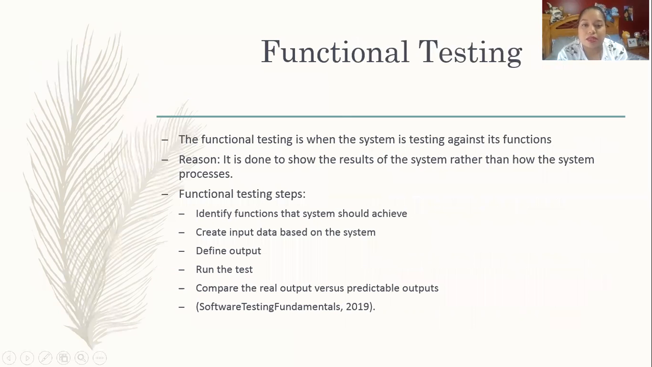Functional testing is done when the system is testing its functions, and this is done to show the results of the system rather than how the system processes. There are several steps to functional testing. The first step is to identify the functions that the system should achieve. Next is to input the data based on the system and define the output, then run the test, and then compare the real output versus the predicted output.